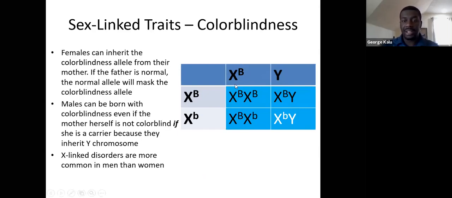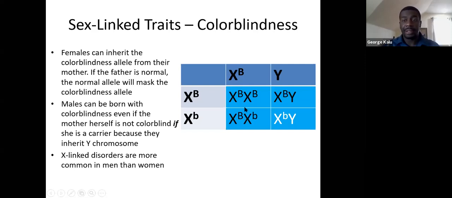So what we see here is that the female offspring in this case are capable of inheriting the color blindness allele from their mom. Here we have X little b, so some of our female offspring are going to inherit the color blindness allele. But as long as their father is normal, they will have normal color vision because that dominant allele will mask the recessive one. Nothing new there.